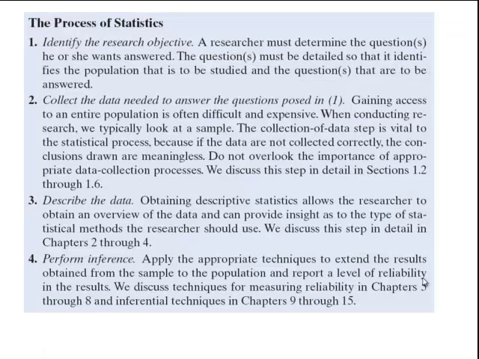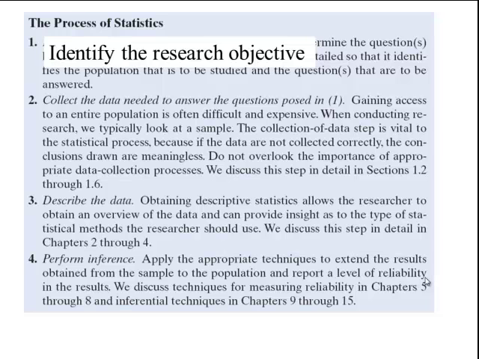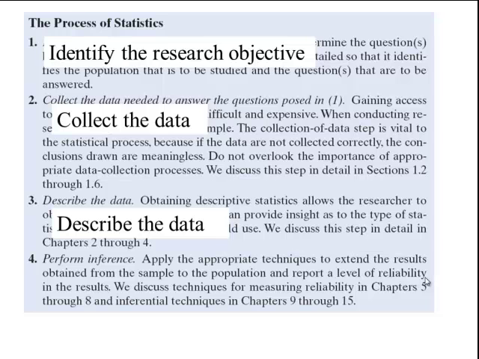Here are the 4 steps of the process of statistics. Number 1 is to identify the research objective, and normally this is what the researcher is trying to answer. The second step is we collect the data that is needed to answer the question in step 1. Normally this is done using a sample, as using an entire population is very difficult and expensive. The third step is we describe the data, by either tables, graphs, and numerical summaries. And the last step, number 4, is to perform inference, where we take the results from the sample and we make inference for the population.